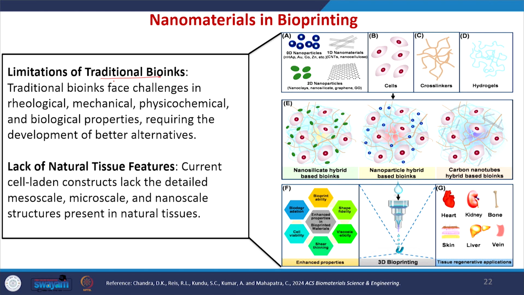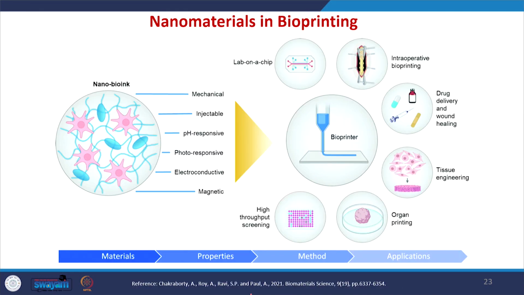The traditional bioink has some limitations. For example, traditional bioink faces challenges in rheological, mechanical, physicochemical and biological properties. So, this traditional bioink can be improved by the use of nanomaterials. When we use these nanomaterials, they can improve the efficiency of the bioink, and it can mimic natural tissue features. In this way, we can improve the bioink with enhanced properties for 3D bioprinting applications.